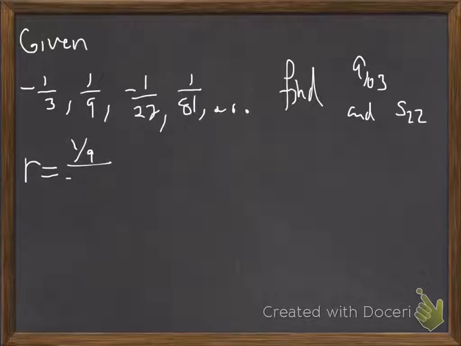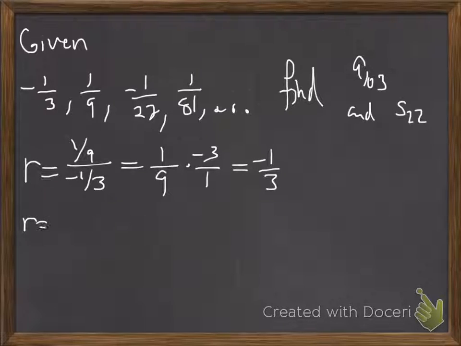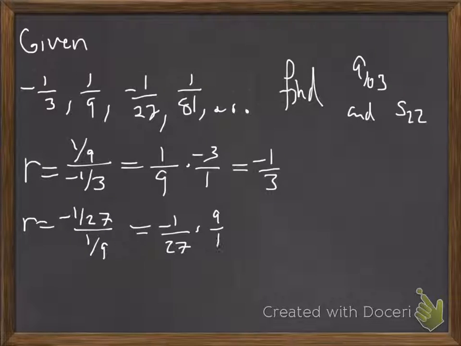So we're going to group the first two terms, so 1/9 divided by negative 1/3. Keep, flip, and change, and that's going to give us a common ratio of negative 1/3. Then we'll check the 1/9 and the negative 1/27. The negative 1/27 is the second piece, so negative 1/27 divided by 1/9: keep the first fraction, flip the second one, and change the sign into multiplication. So we do get negative 1/3, so we can see that if we keep multiplying by negative 1/3, that seems to be the pattern of this sequence.